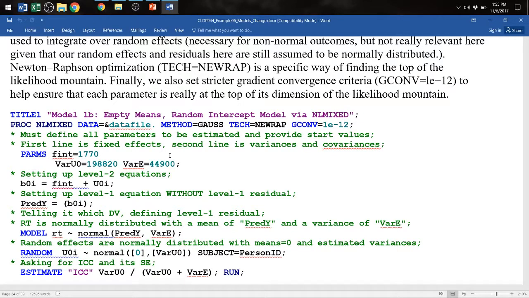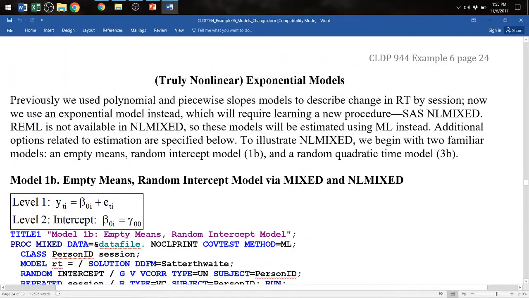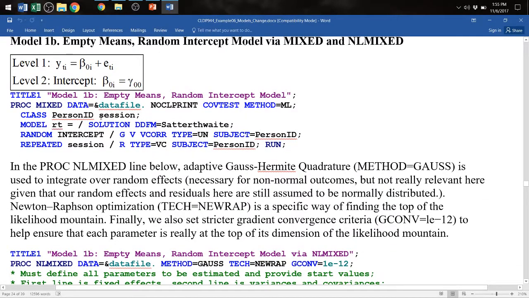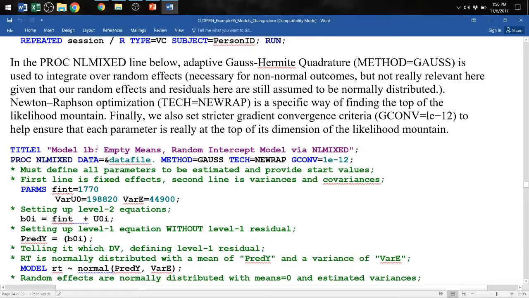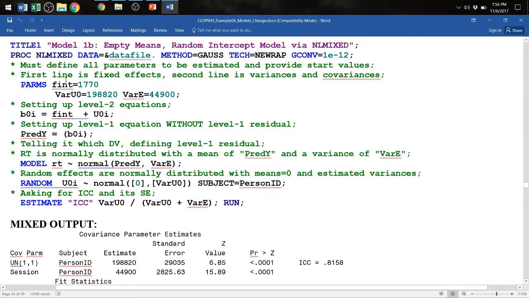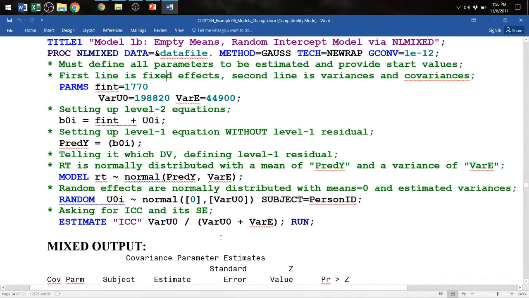It's better. So I'm starting on page 24. So here's an empty means random intercept model. You've seen this time and time again. These are the same 6-session response time data we've been playing with for several weeks now. This is what that empty means random intercept model would look like in NL mixed. So let me blow up the code here and walk through it.